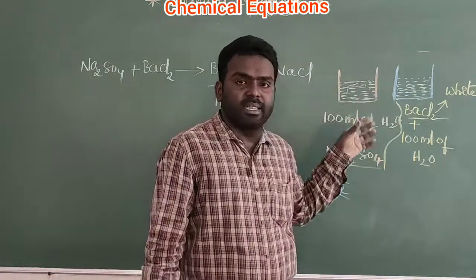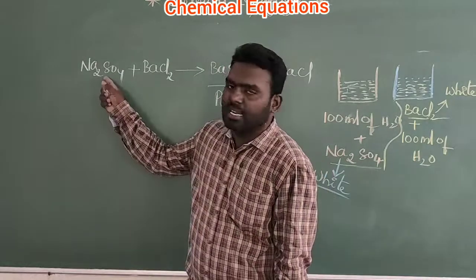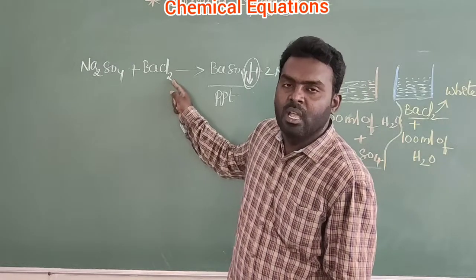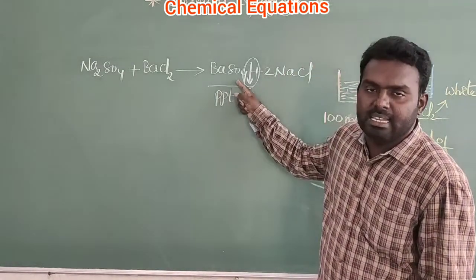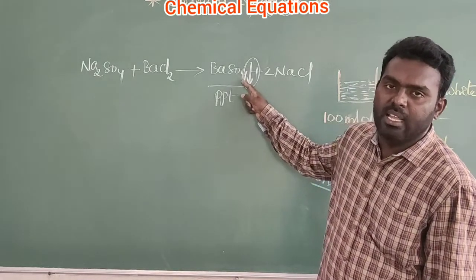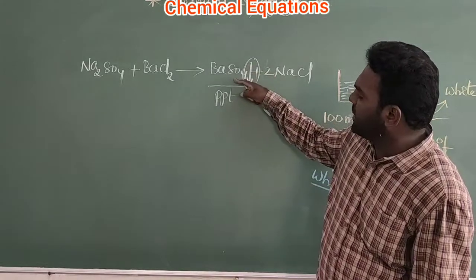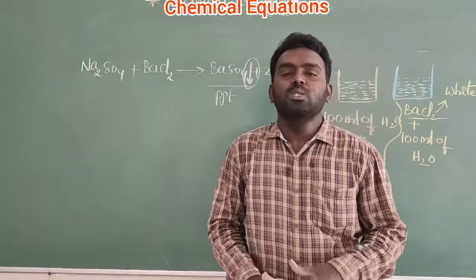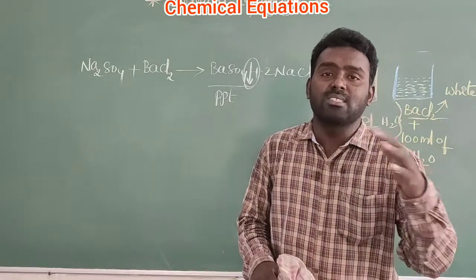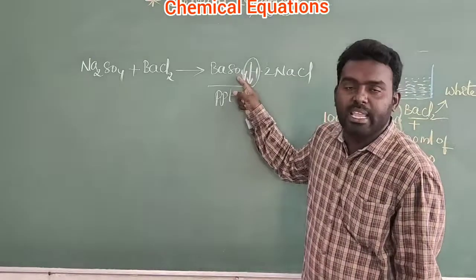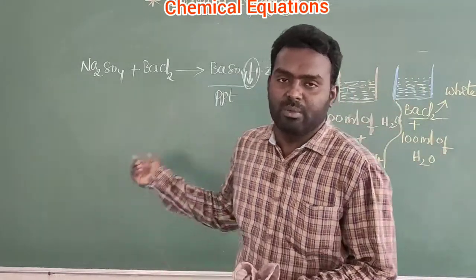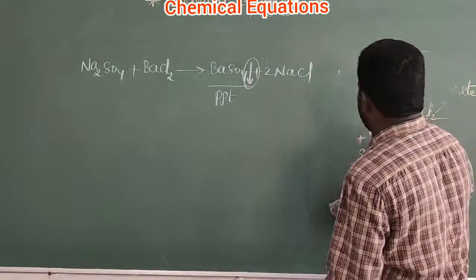By mixing both these solutions, the aqueous sodium sulfate solution and the aqueous barium chloride solution, the resultant product is barium sulfate. This barium sulfate is formed as a precipitate. That precipitate is not dissolved in water, it is undissolved, and it is white in color. Therefore 2 moles of sodium chloride are also formed. Next I am going to discuss the third activity.